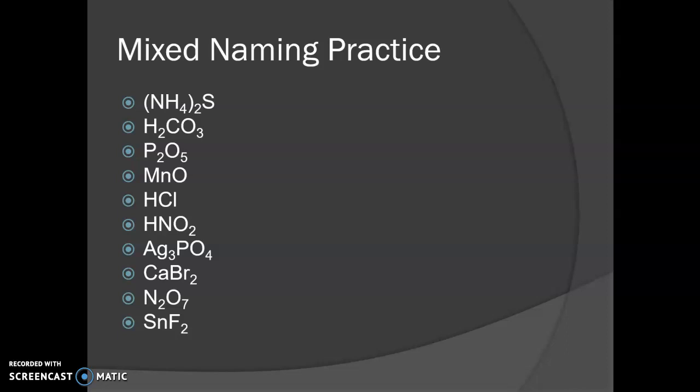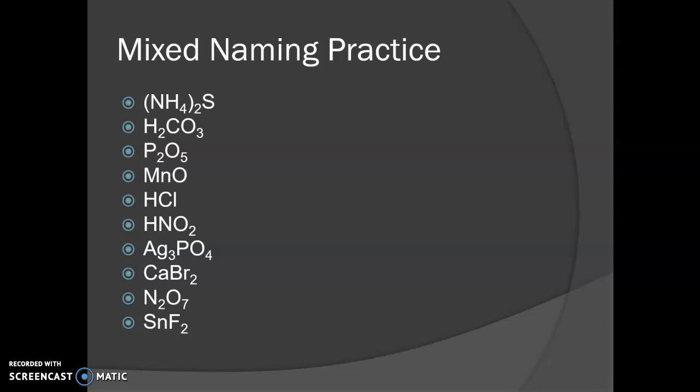P2O5 is diphosphorus pentoxide. MnO is manganese, Roman numeral 2, oxide. HCl is hydrochloric acid. HNO2 is nitrous acid. NO2 is nitrite, so it becomes nitrous acid, no hydro.